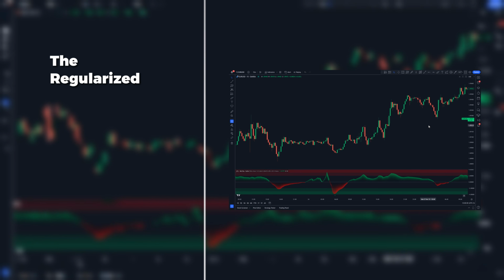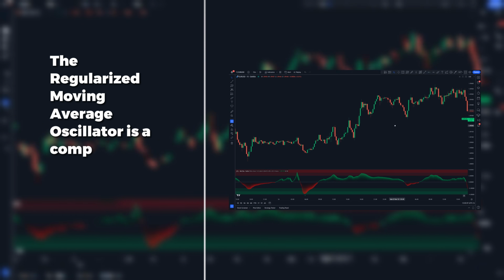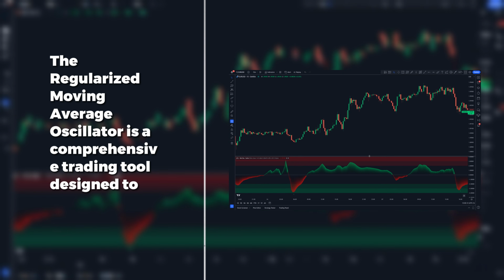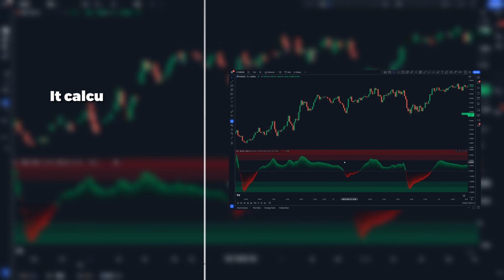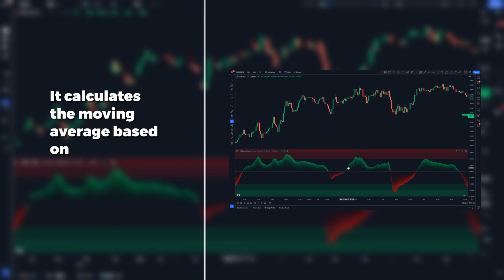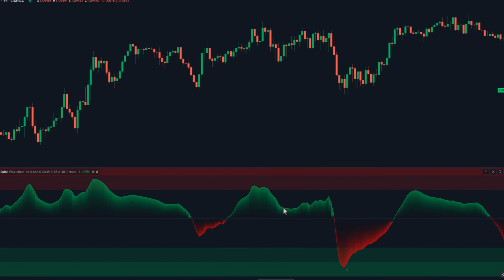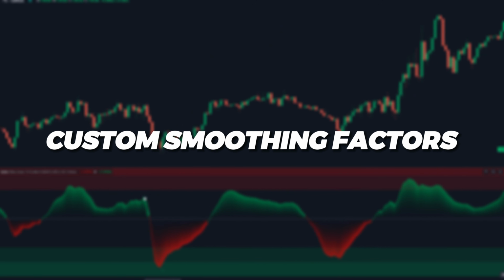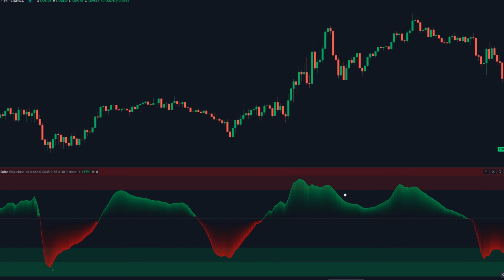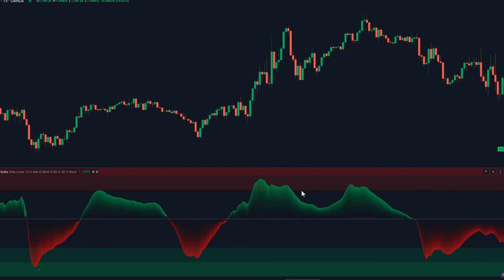The Regularized Moving Average Oscillator is a comprehensive trading tool designed to offer deep insights into market trends and dynamics. It calculates the moving average based on user-defined parameters. These include the length of the moving average, the type of the moving average, and any custom smoothing factors. Now let's go over its key features and functionalities.